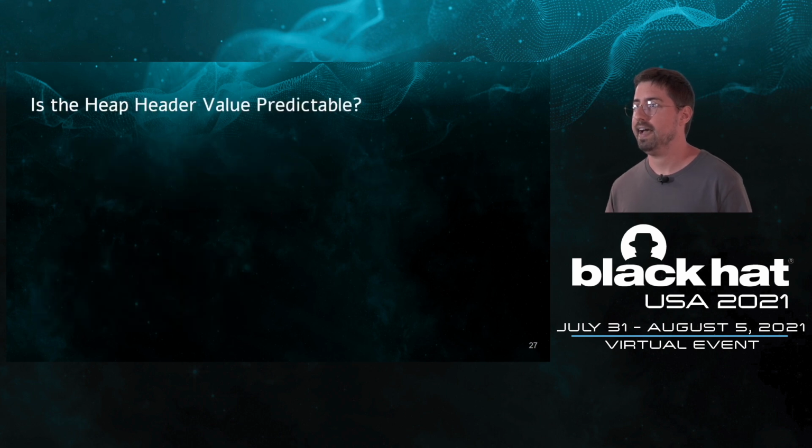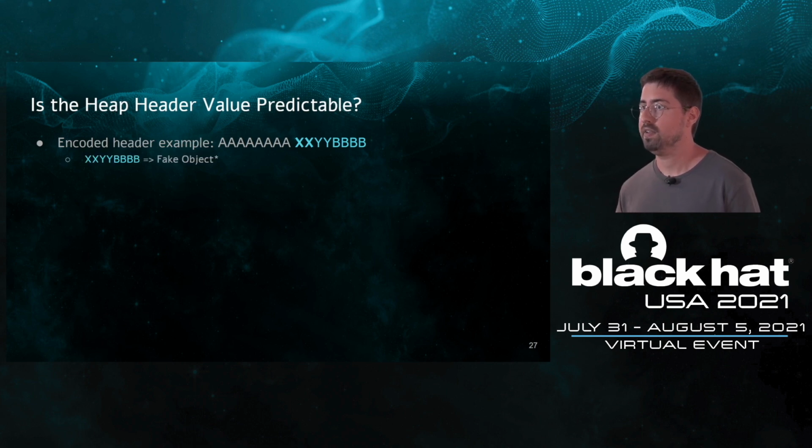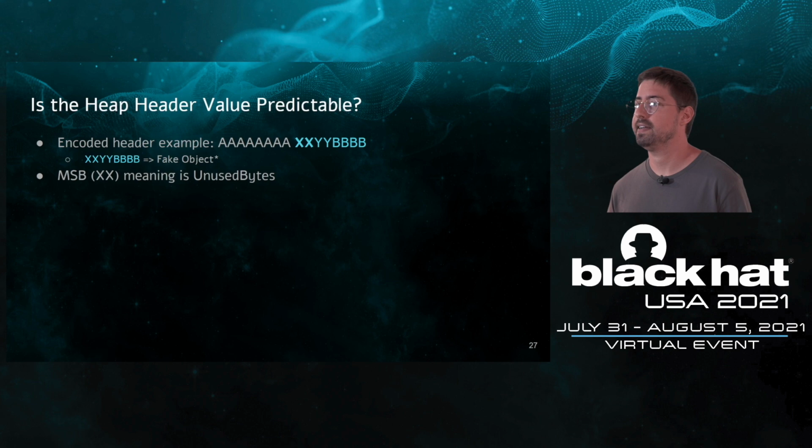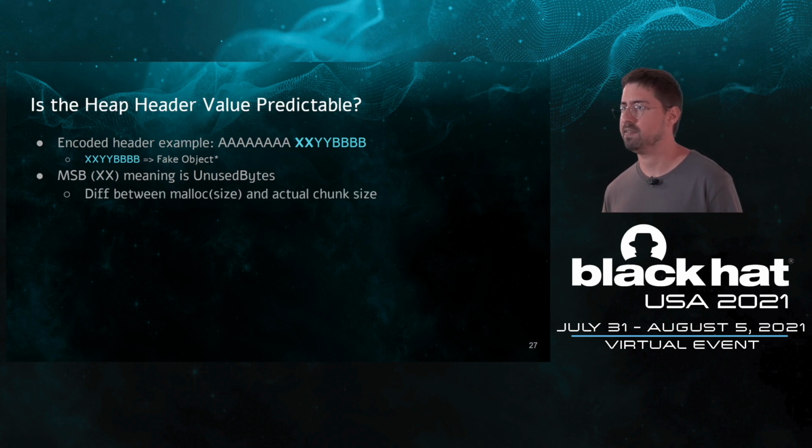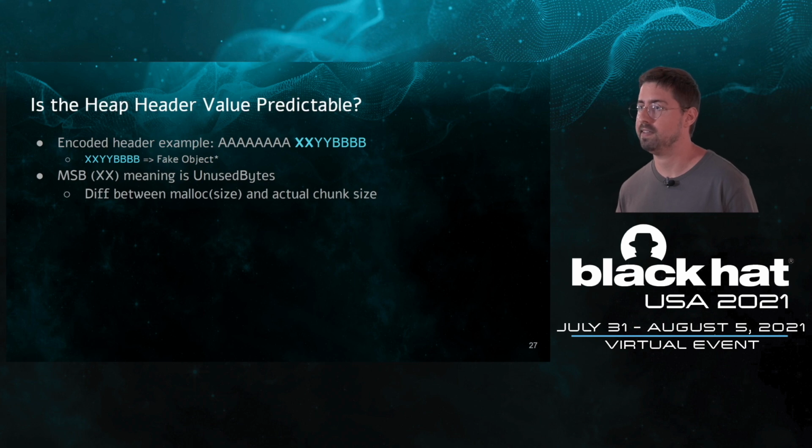So given that, is the heap header value predictable? Now imagine this is the content of that heap header. So the fake object pointer is going to be treated as its lower part. And the most significant byte in that fake pointer means the unused bytes part of that heap buffer. And unused bytes means the difference between the size the user asked for when he allocated that heap chunk and the size of buffer he actually got. Because there might be a difference between the two depending on how the allocator manages the heap. And that value remains clear text.